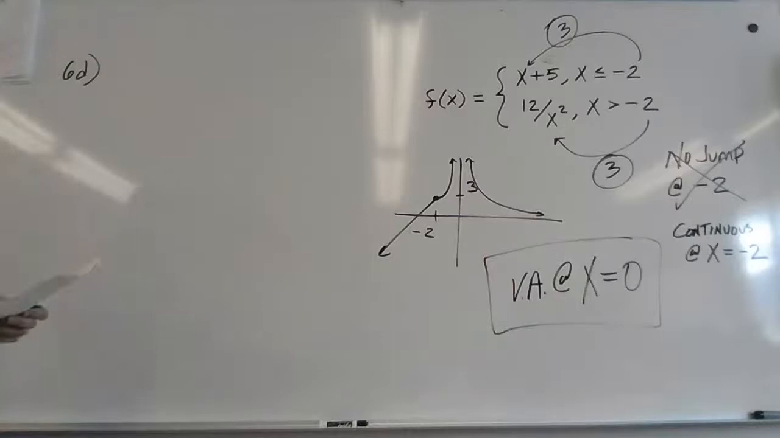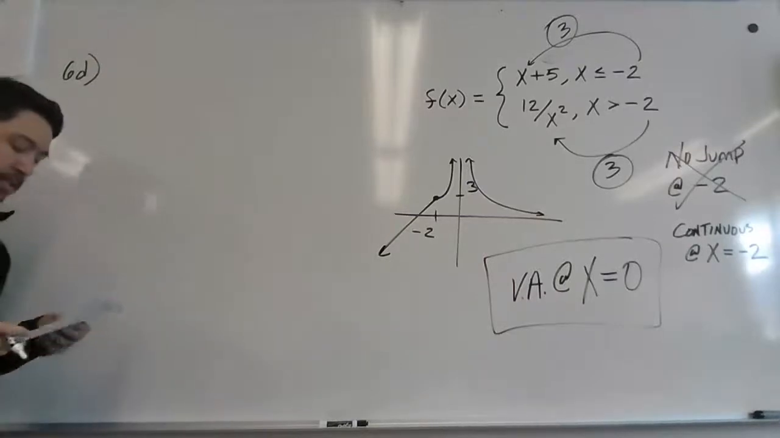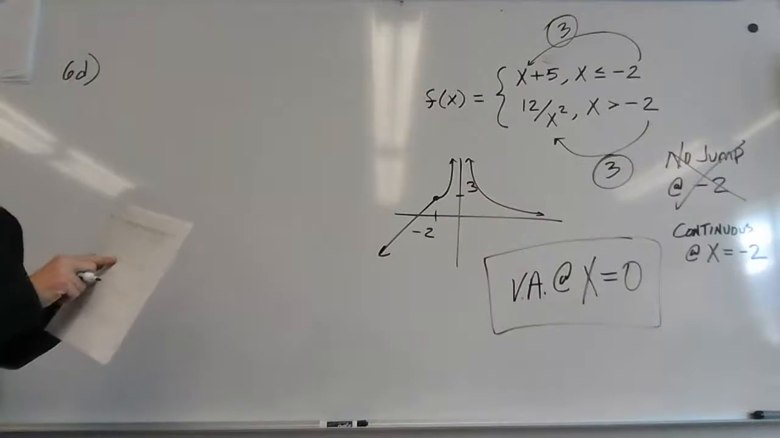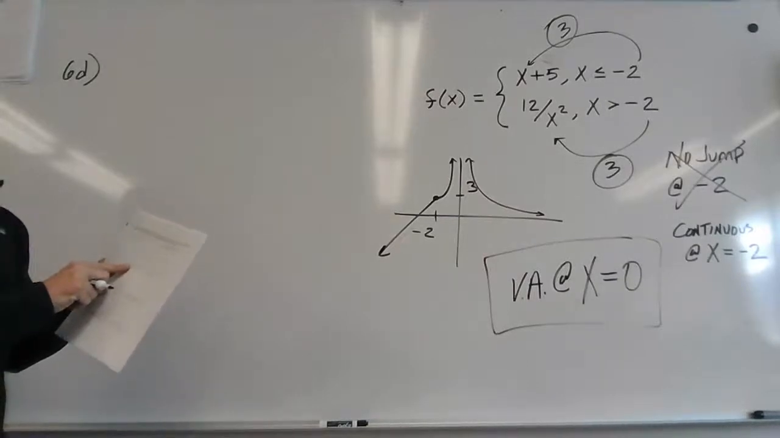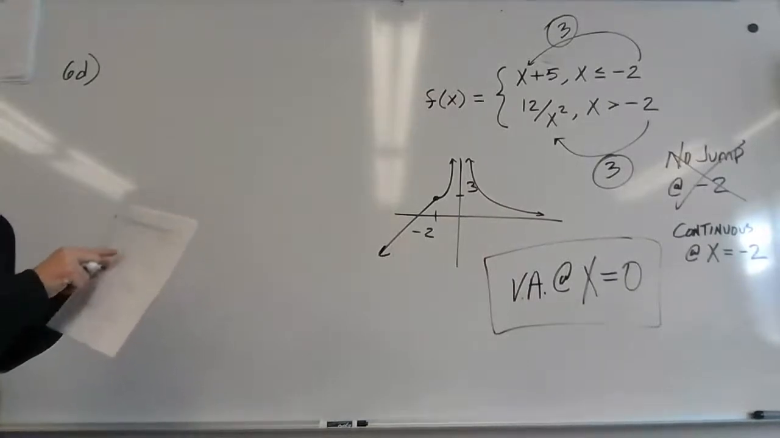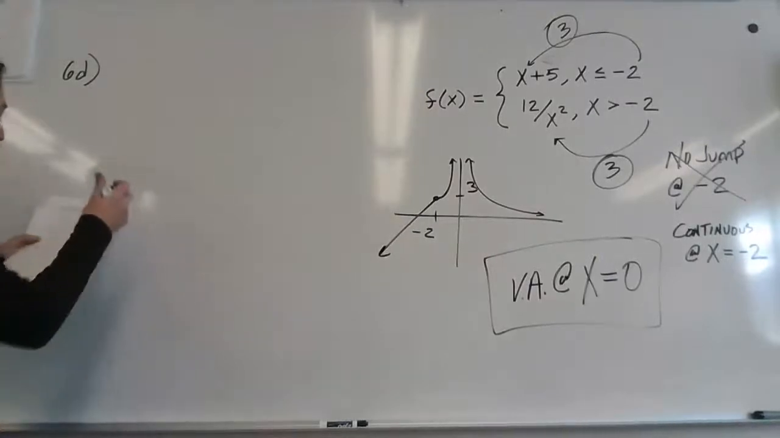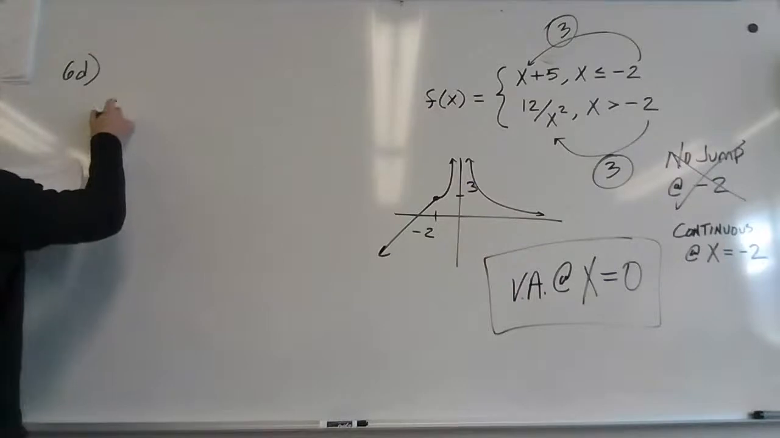We'll skip C. Like C also, think about C. You've got that 1 over x, which would have an asymptote at 0. Is 0 less than 2? Yes, so it'll be included. But look at D. D's a very interesting one.